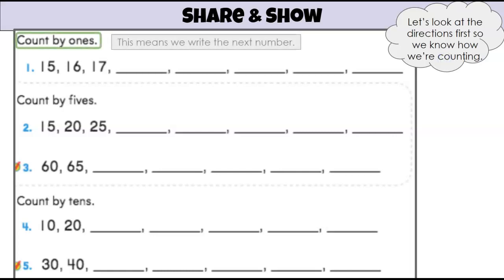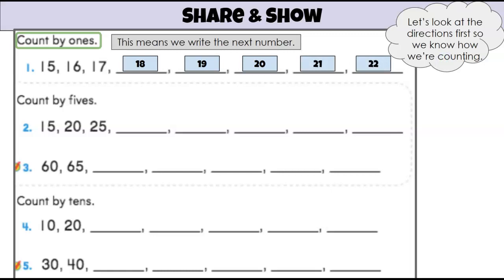And I circle that because I just always like to see that. We're counting by ones. This means that we write the next number. So 15, 16, 17, 18, 19, 20, 21, 22. All right, so remember, we want to look at those directions again.